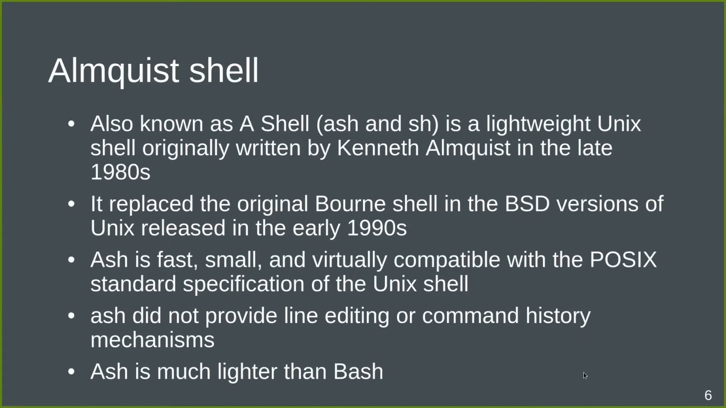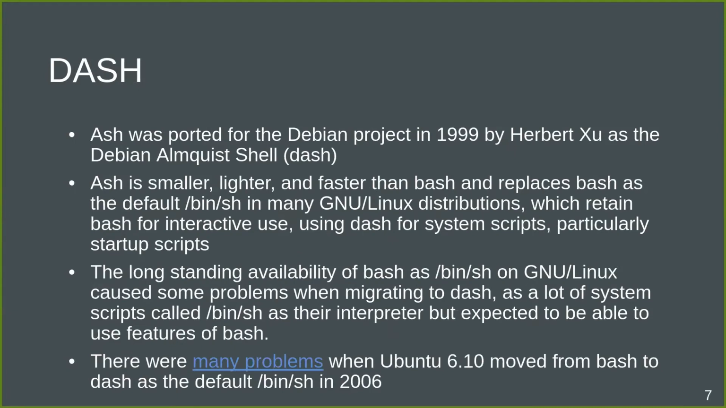Another shell, different from the Bash shell, is called the Almquist shell. This is sometimes just known as ASH, short for Almquist shell. ASH is an alternative shell to Bash, and the reason that people use ASH is because it's much lighter. Dash is the Debian Almquist shell.